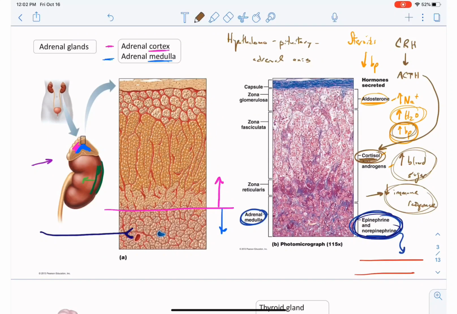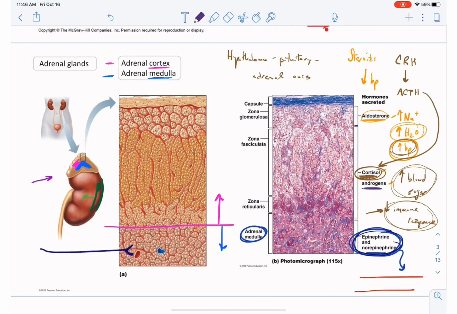And this has pharmacological applications because there's a whole group of drugs called corticosteroids that basically mimic the actions of cortisol. And you can give these to a patient to suppress the immune response, to suppress inflammation. And so they're potent anti-inflammatory agents.